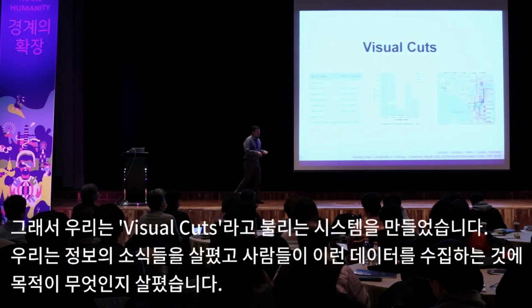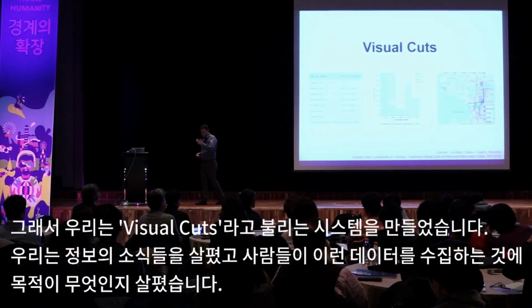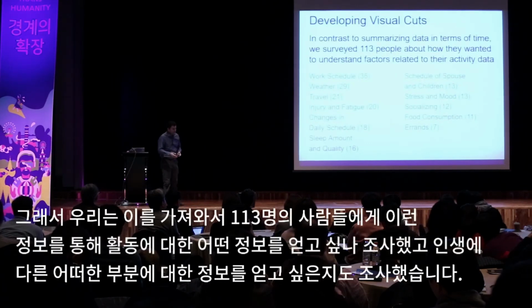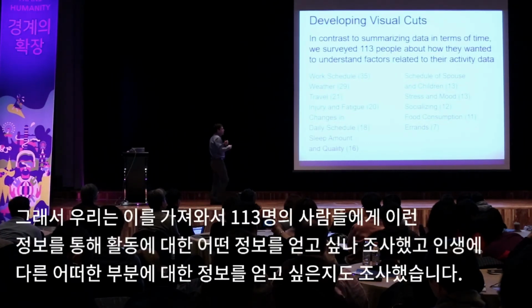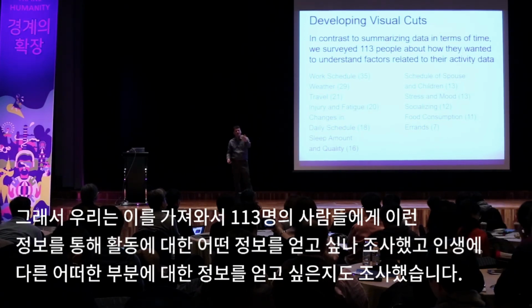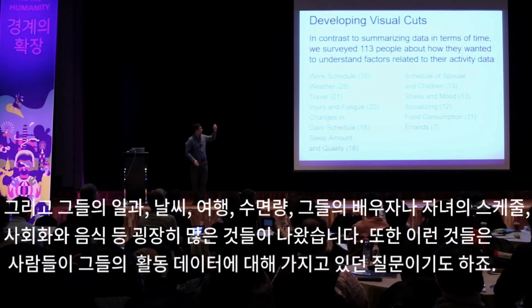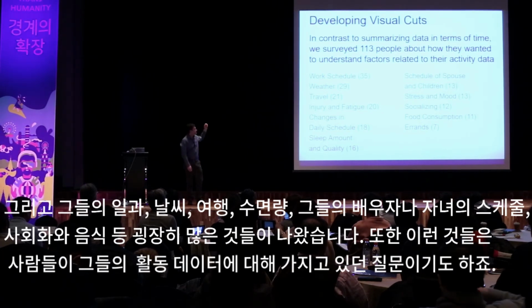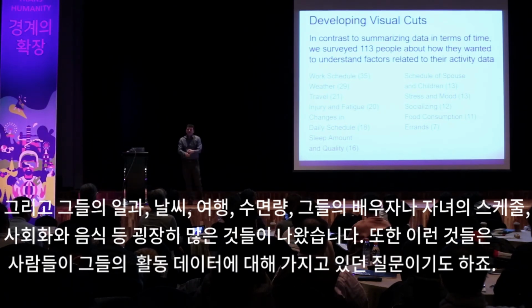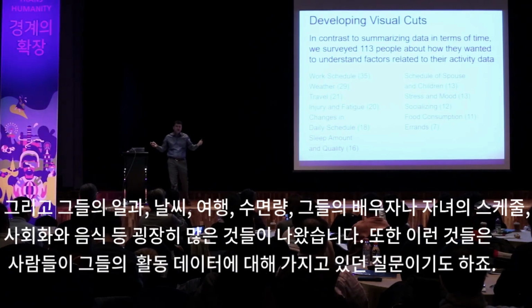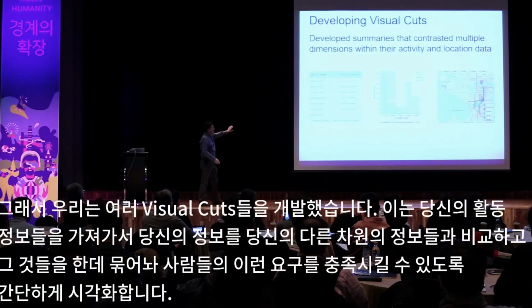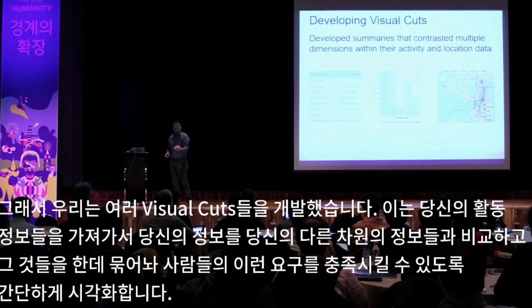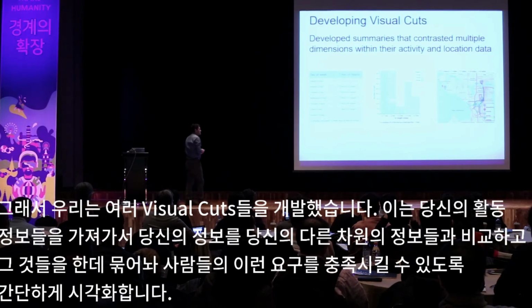And so we did a system called Visual Cuts, where we looked at Moves data, and we looked at what are the goals that people have for this kind of data. So we surveyed 113 people about what they wanted to see about their activity in relationship to other aspects of their life. You see things about their work schedule, the weather, travel, their sleep, the schedule of their spouse and children, their socialization, their food. These are the questions that people actually have about their activity data. We developed a set of visual cuts. These took your physical activity data and contrasted it with some other dimension of your data and then put that together in a simple visualization that was intended to support these kinds of questions.